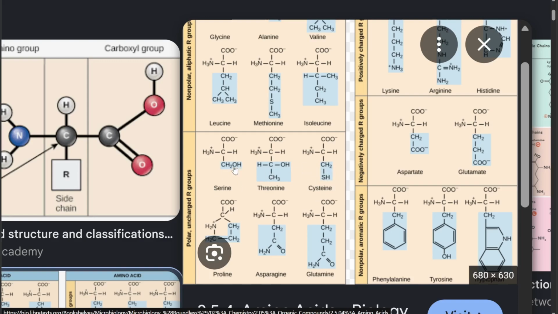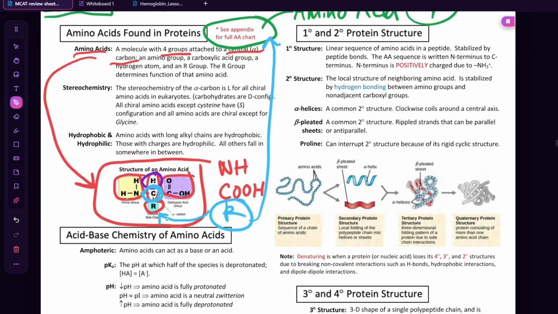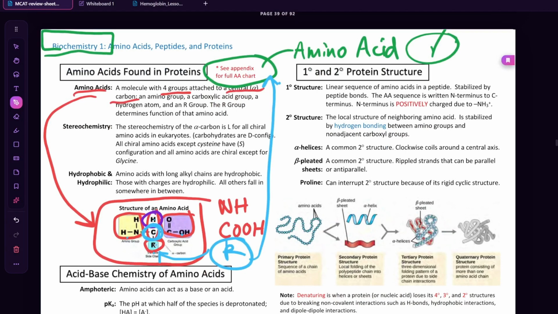So what makes it serine for having this R chain, right? That's what I really meant, that it's found in the R chain. Like, you're not going to find leucine found in the R chain. The diagram was all written out as the amino acid with the difference in the R chain, which makes it leucine. Okay, stereochemistry: the stereochemistry of an alpha carbon is L for all chiral amino acids in eukaryotes. Carbohydrates are D configuration. All chiral amino acids except cysteine have S configuration, and all amino acids are chiral except for glycine. So these are additional things you have to memorize.